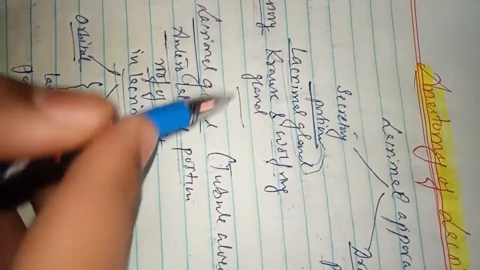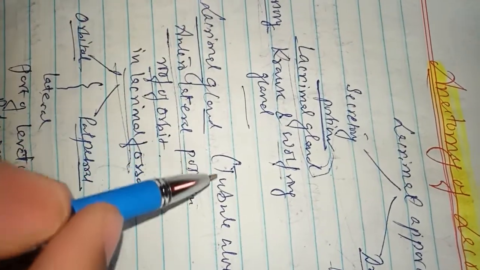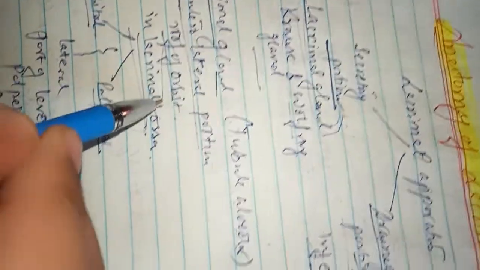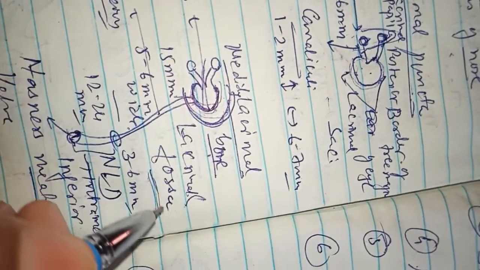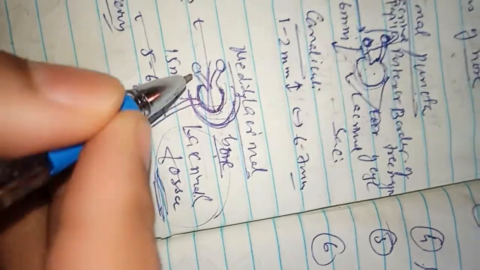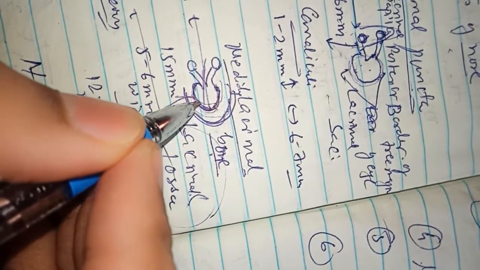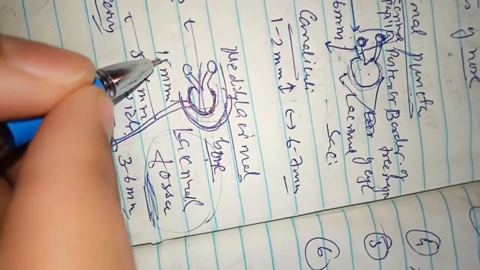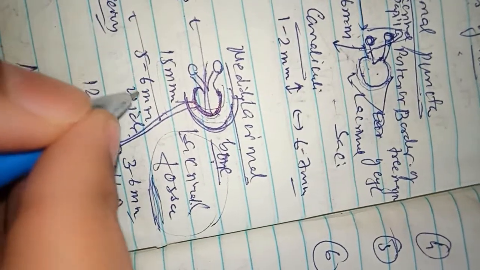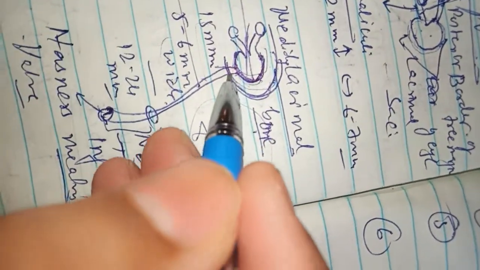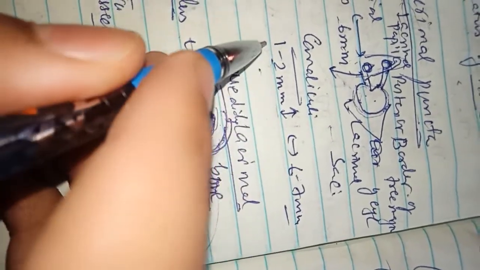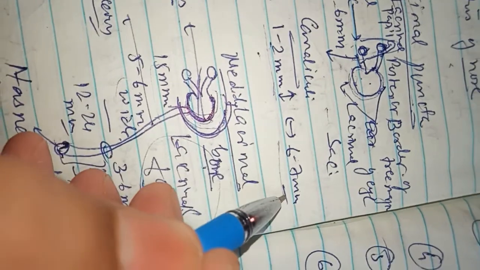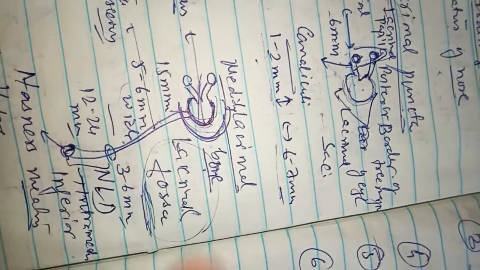This lacrimal fossa and the earlier lacrimal fossa are different. The lacrimal fossa where the lacrimal gland is situated is in the anterolateral portion of the roof of the orbit, but in the lacrimal bone, the lacrimal fossa is where the lacrimal sac is present. The sac has a fundus at its elevated end. It is 15 mm in length and 5 to 6 mm wide. The canaliculi have a vertical diameter of 1 to 2 mm and are 6 to 7 mm in horizontal length.